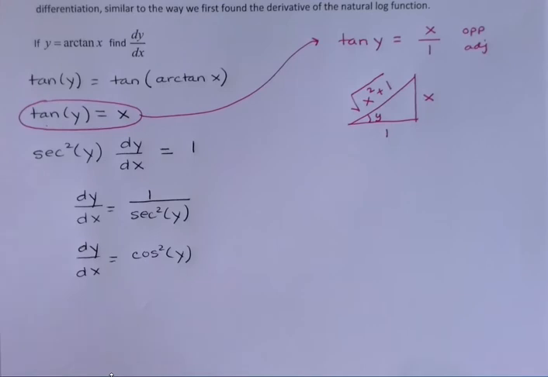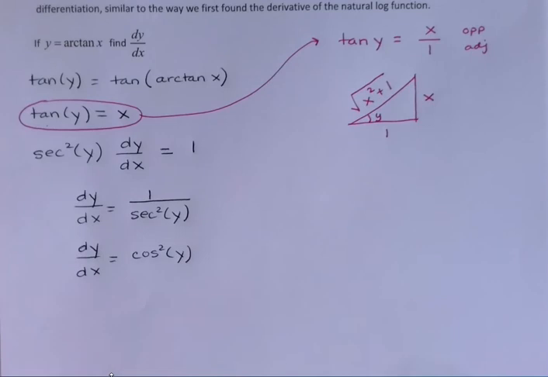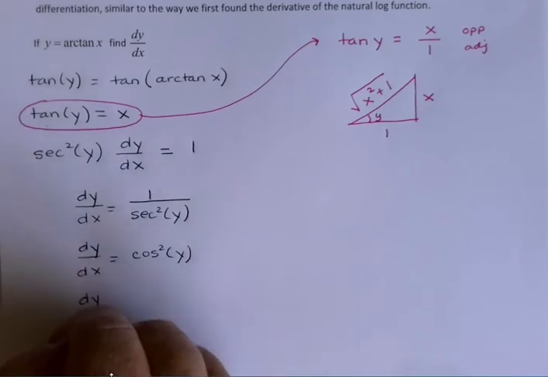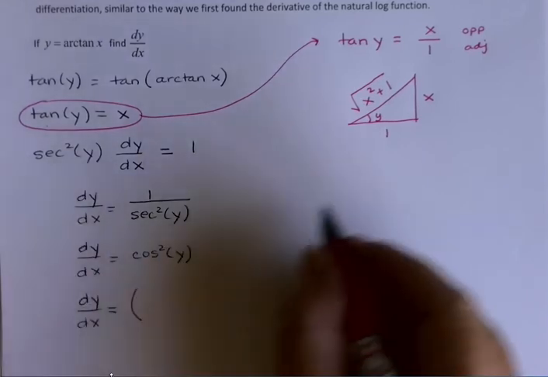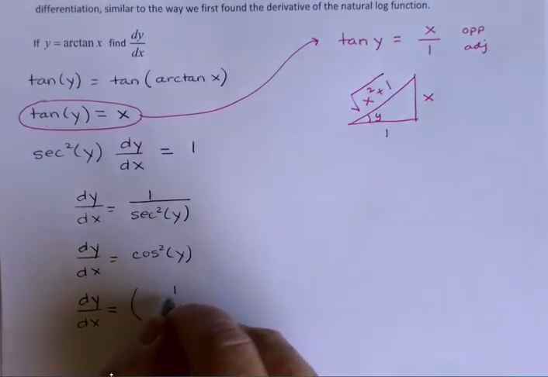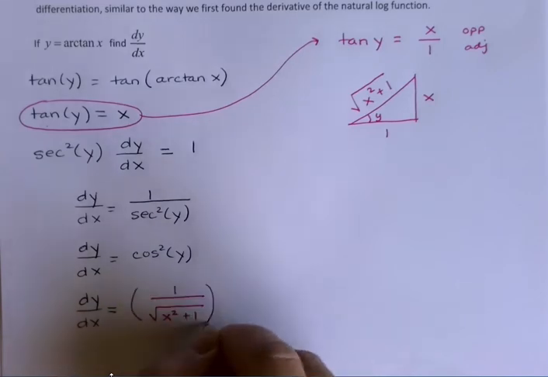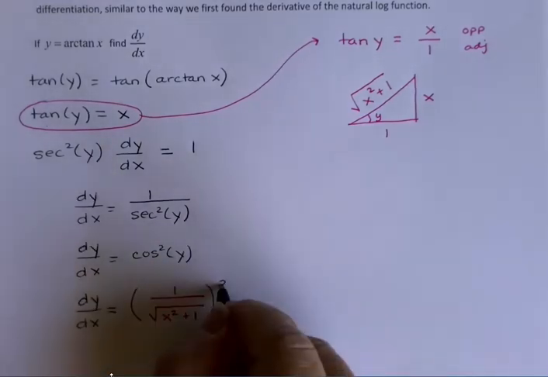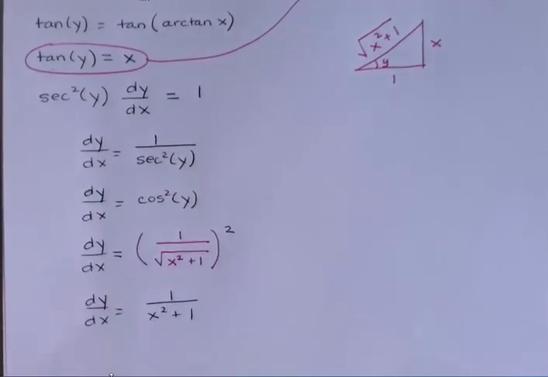If I now use that picture, I can calculate the cosine of y just based on my picture. So let's do that. dy dx equals cosine y, which would be adjacent over hypotenuse, 1 over the square root of x squared plus 1. And then I want to square that. So dy dx ends up just being 1 over x squared plus 1. Nice explicit form, just has x's in the derivative now.